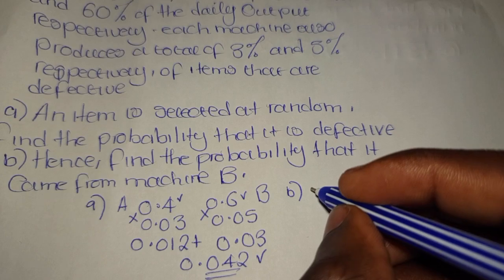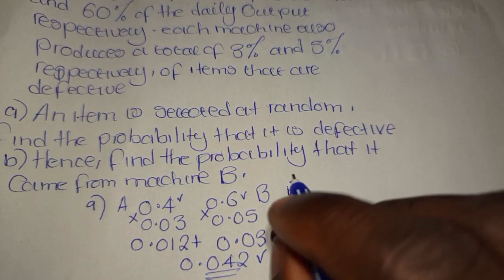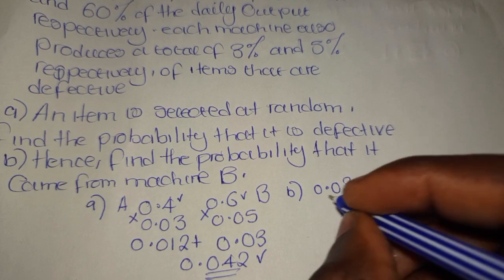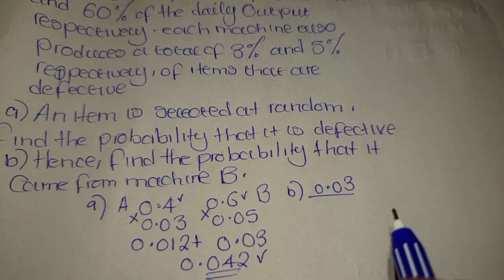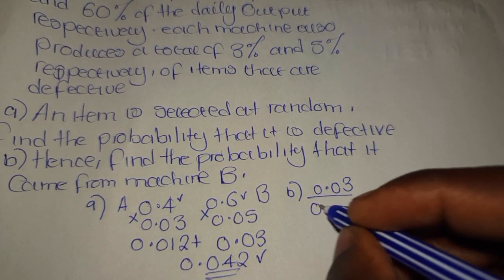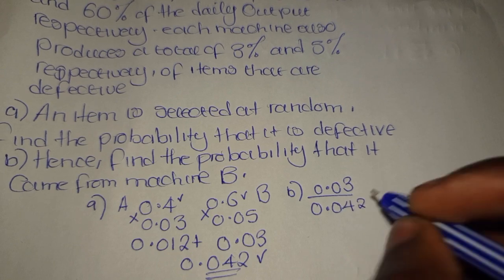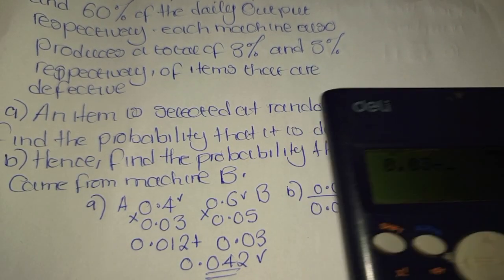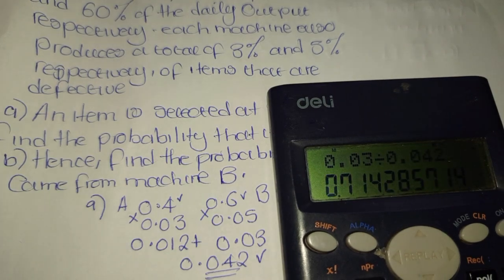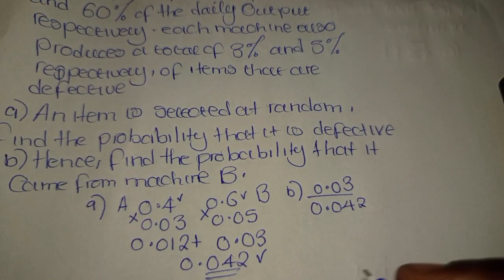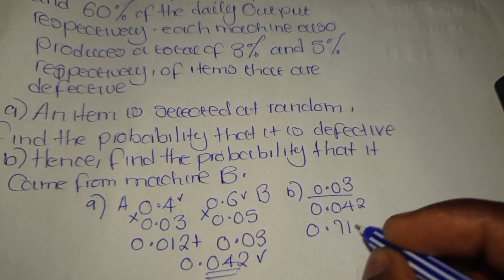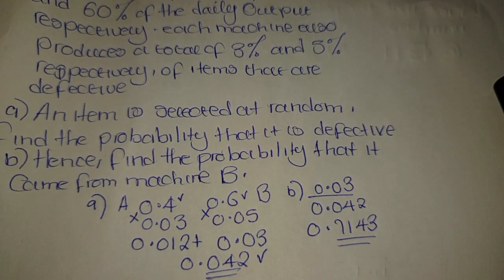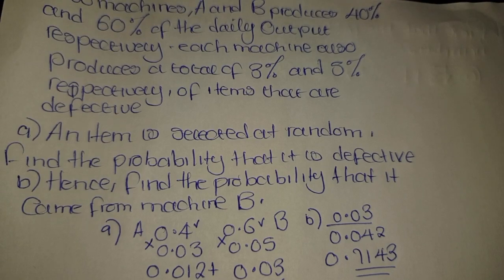So we know for sure that the probability that it came from B was 0.03, and the total of the daily output of both A and B is basically 0.042. So you will divide 0.03 divided by 0.042, you get the value to be 0.7143. So this is how basically you handle such kind of questions.